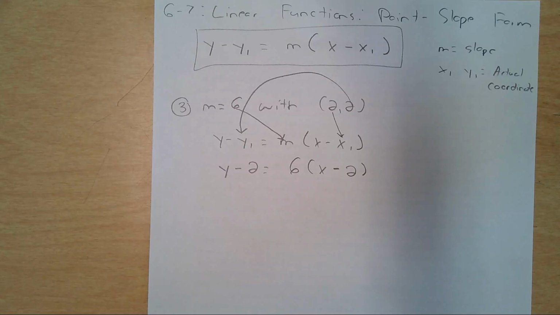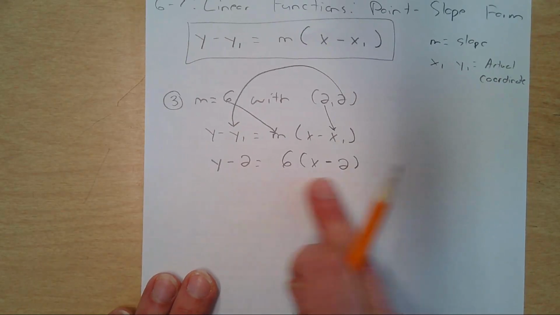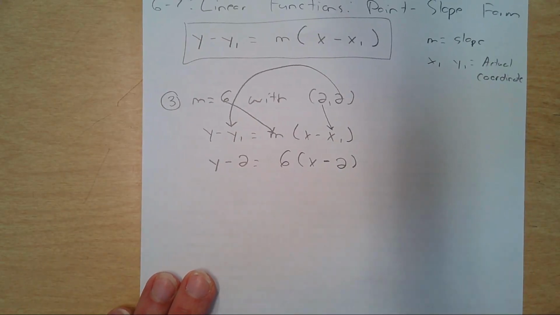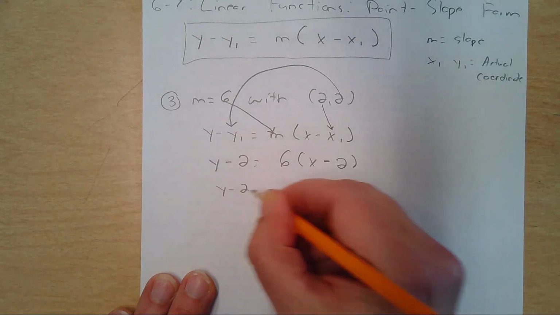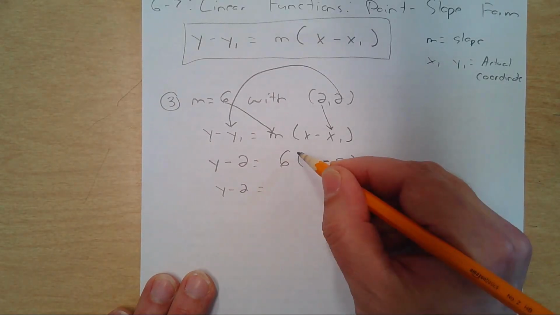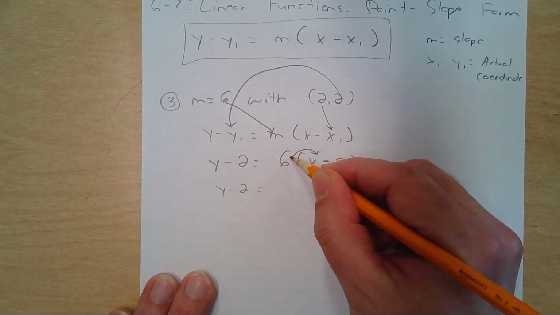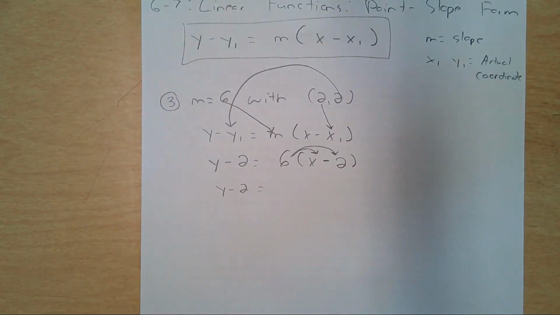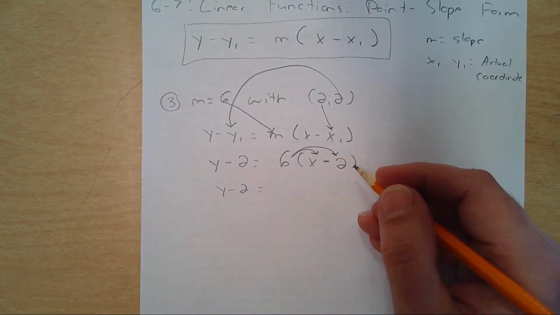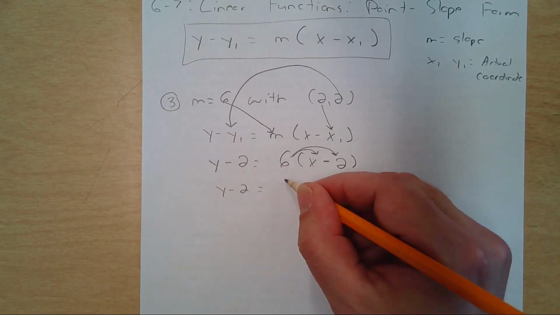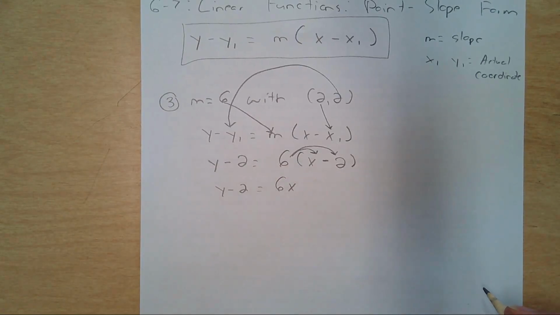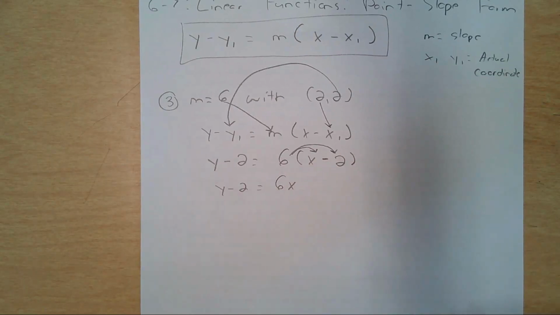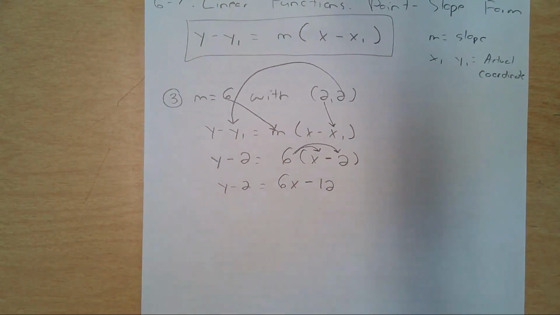The next thing we're going to want to do is, sorry, not combine like terms, I need to distribute because I've got to get rid of these brackets. So 6 times x is 6x, and then 6 times negative 2 is minus 12.